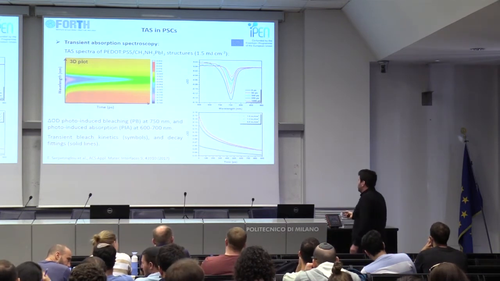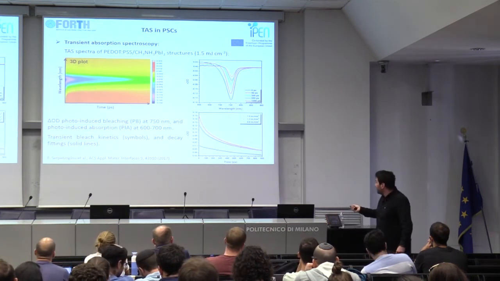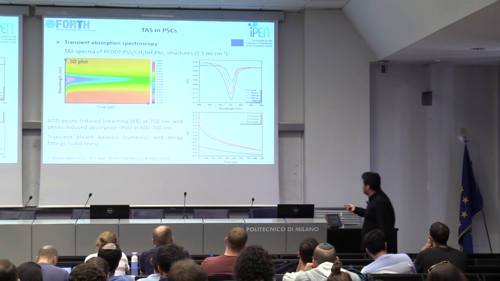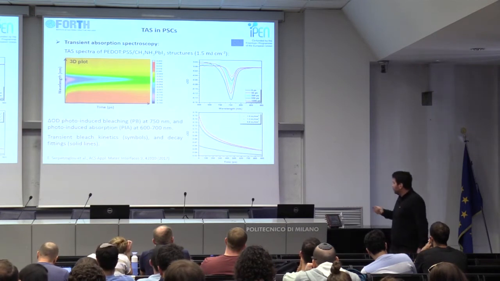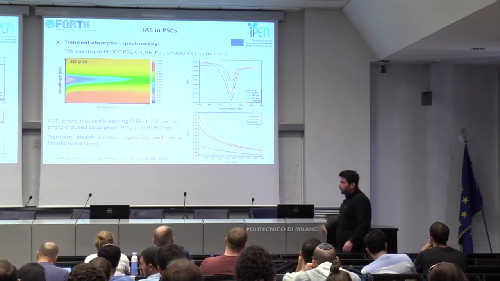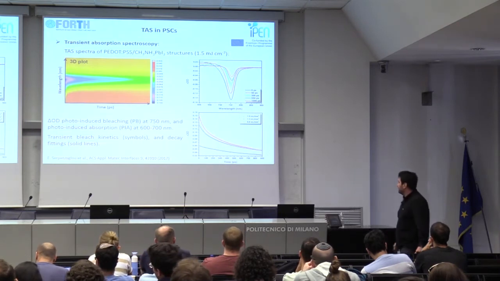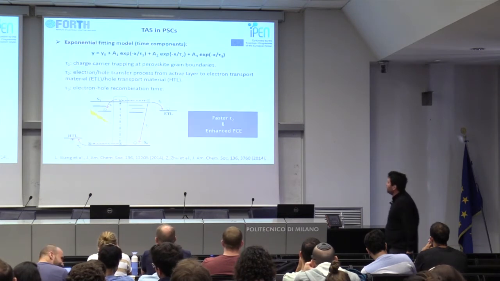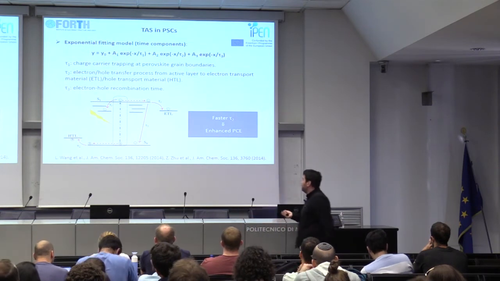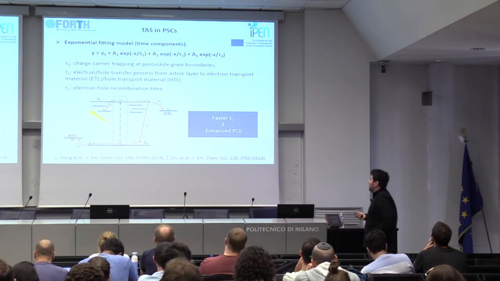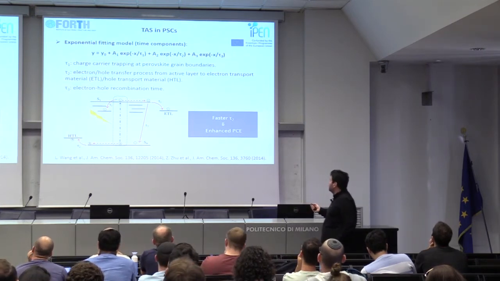So here there are plots of the delta OD photo bleaching and how it decays with time. And the symbols are the actual data, while the solid lines are fittings that I will explain in a minute, which provide us the charge carrier dynamics that we are interested in. So the first fitting model that is available in the literature and we try to follow is based on a 3 exponential fitting model, which provides us 3 different time components.